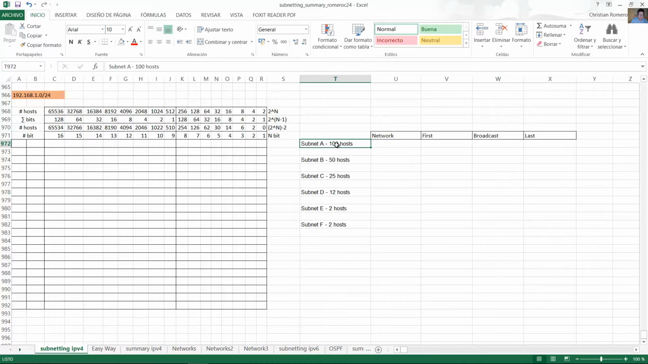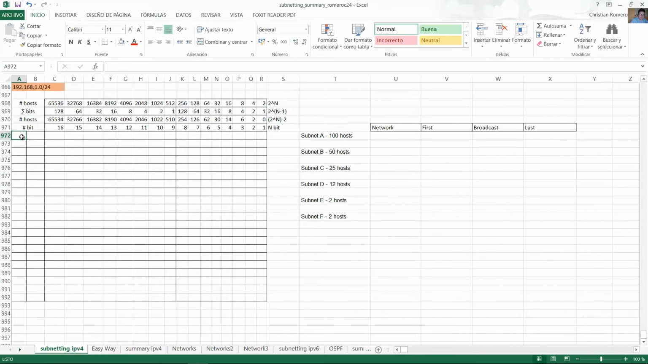Start with the highest number of hosts, okay, and finish with the lowest number of hosts. Put this down here in binary. The first two octets in decimal, but the last two octets in binary. One in binary is this: 7 zeros and one number 1, and 0, 8 zeros.